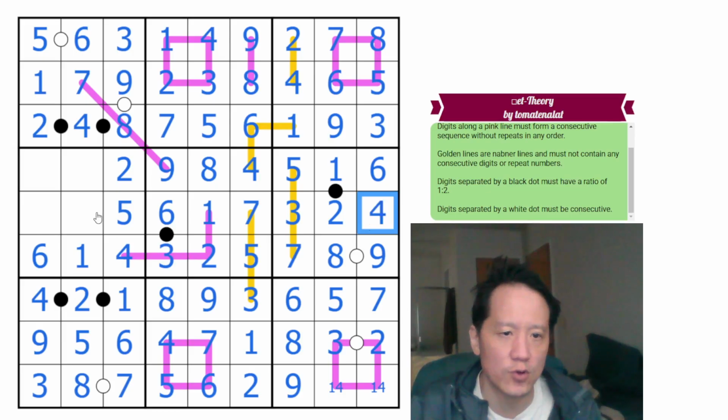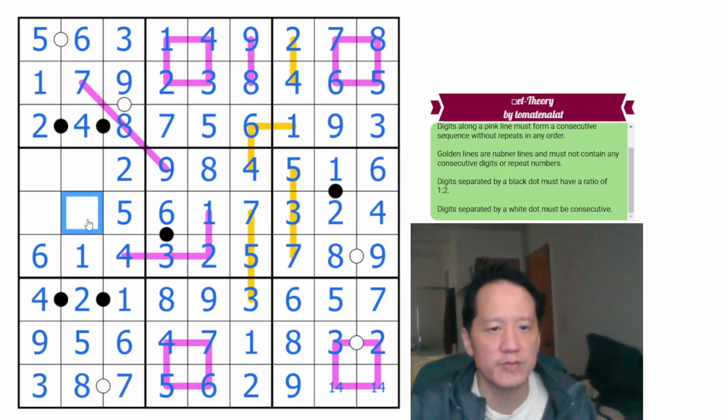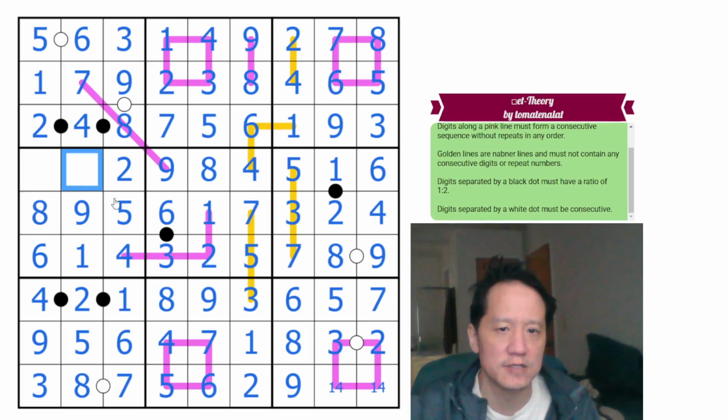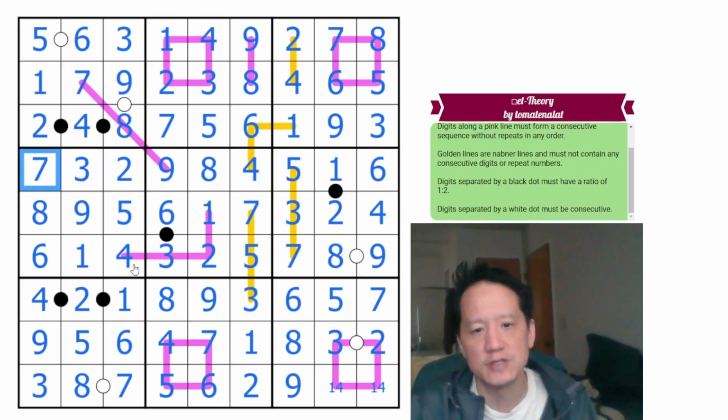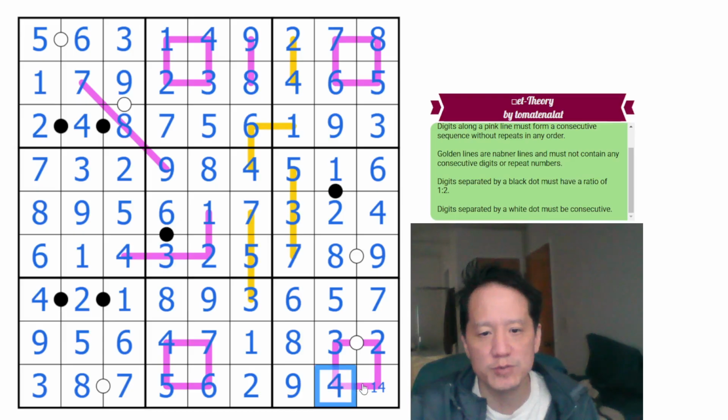This has to be a 4. And we have 8 and 9 left. This can't be 8, so this is 9. This is 8, and this is just all normal Sudoku, which forces this to be 3 and this to be 7. This can't be 1, so this must be 4, and that's a 1.